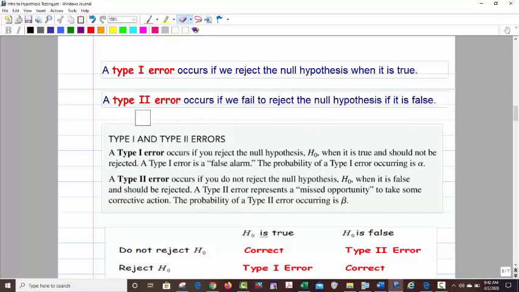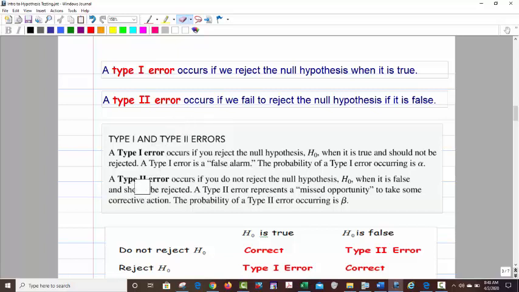And then a type 2 error occurs if we fail to reject the null hypothesis if it is false, meaning the H0 was wrong and we did not say it was wrong. So that seems like that would obviously be a mistake, and it's a different mistake, so therefore it has a different name with it. So there's two types of mistakes that can be made in the process.